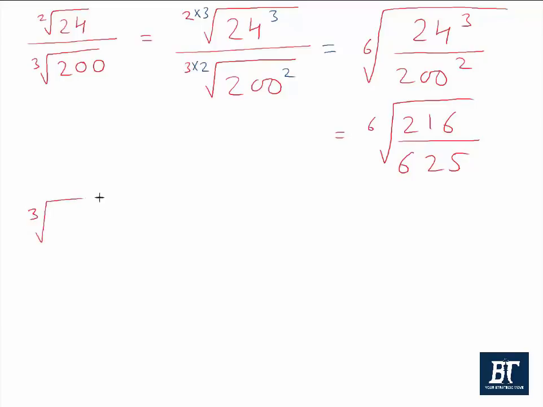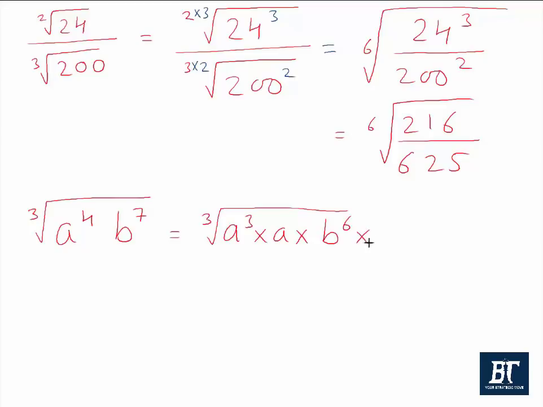So let's take one more example. Cube root of a to the power 4 b to the power 7. This equals cube root of, we can write this as a cube multiplied by a multiplied by b to the power 6 multiplied by b. So this will give a outside, this will give b square outside, and the remaining is cube root of ab.